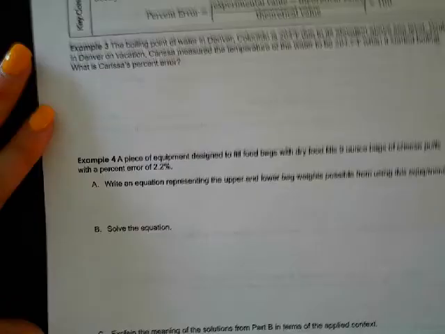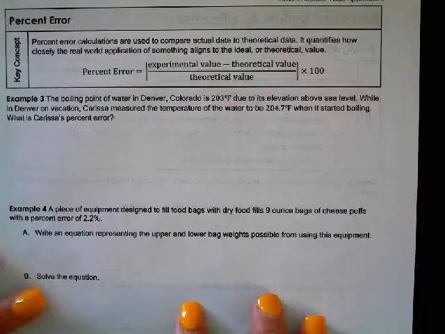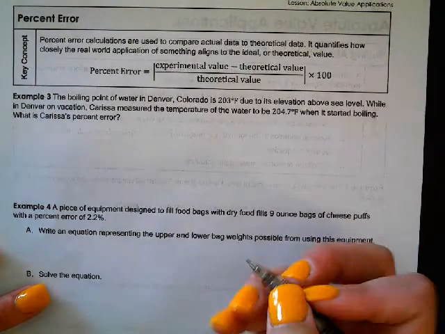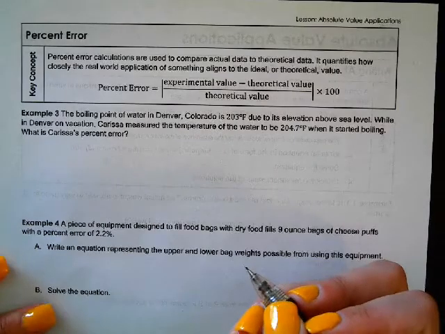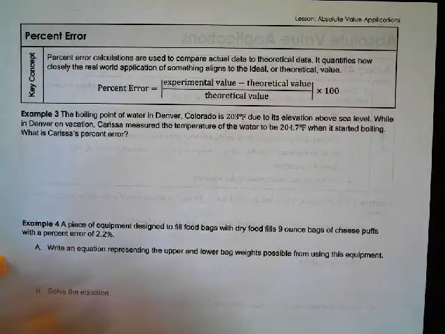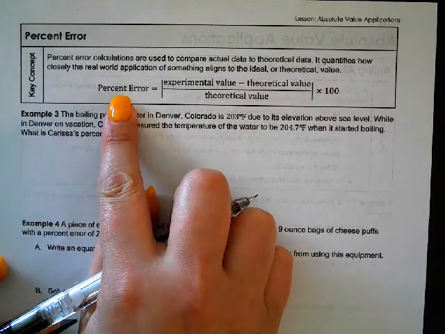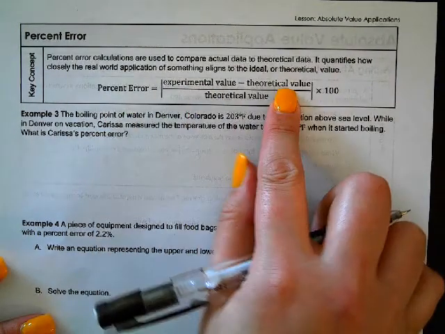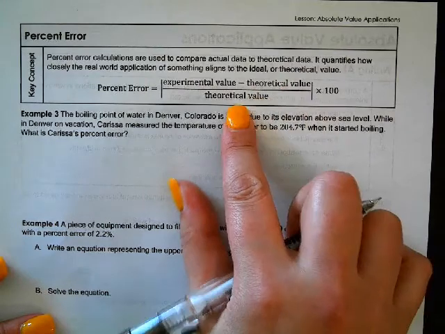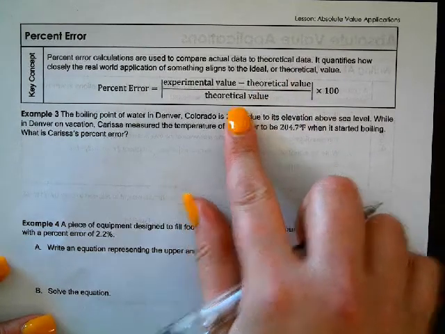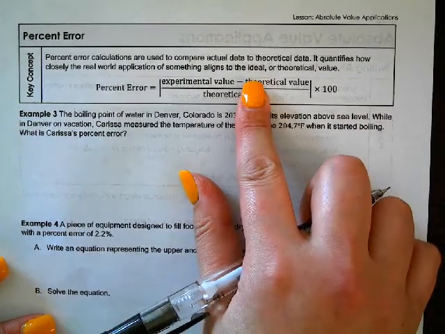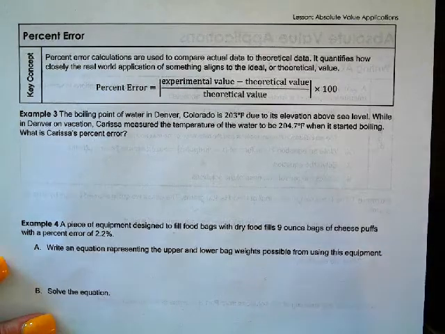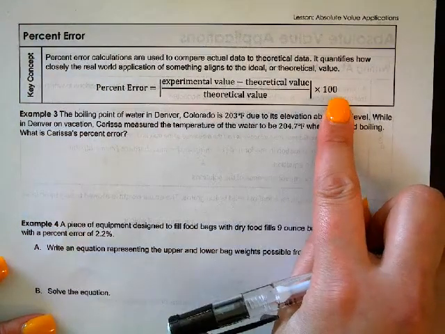All right, on the other side of the page. So this one is another type of application problem that we might do. So this is how you calculate the percent error of something. It's experimental value minus theoretical value divided by theoretical value. And then you take the absolute value of that, so if it's negative, force it to become positive, and then multiply it by 100. And this is going to give you a percentage.